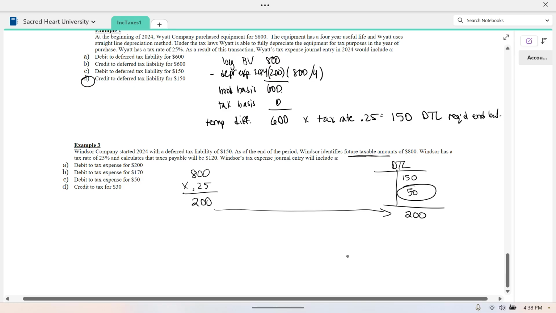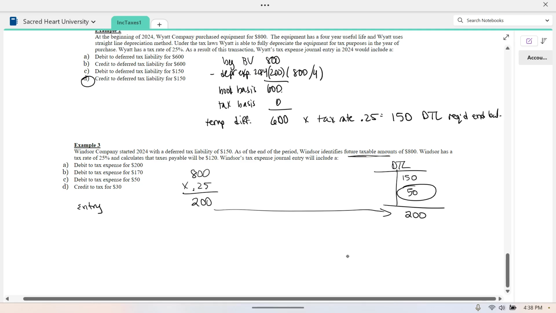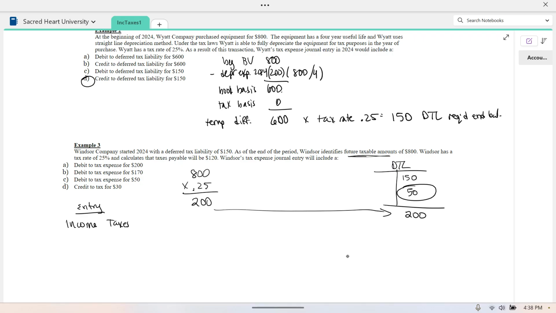So the tax expense journal entry would include, well, unlike the last problem, we can't finish it at this point because the 50 to deferred tax liability is not one of our options here. So we need to look at the entire journal entry. Debit to increase income tax expense. This is our income statement amount. This is going to be our plug number.